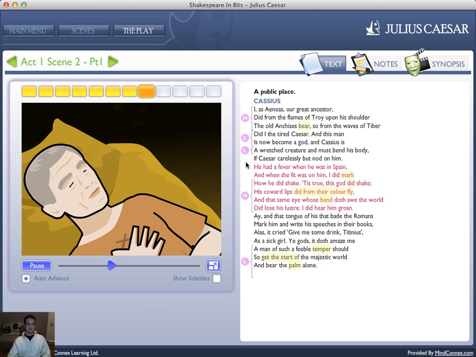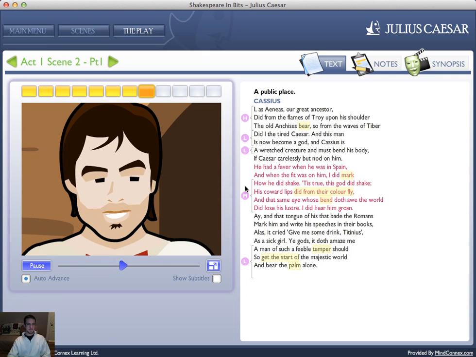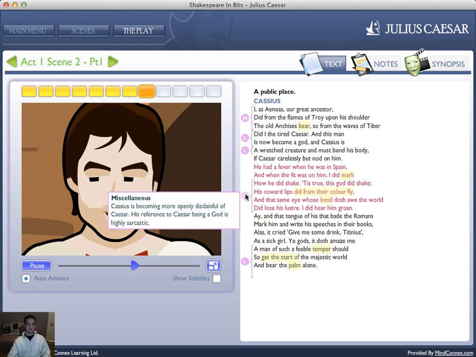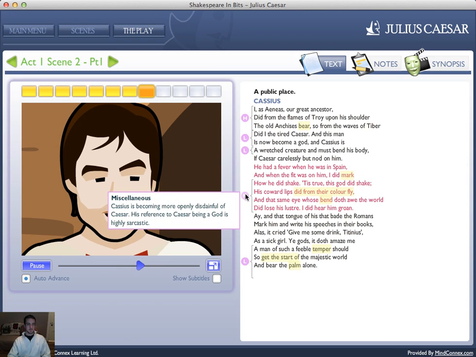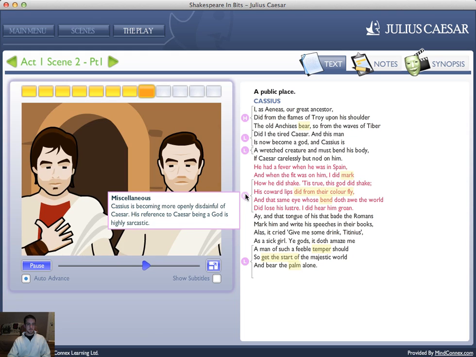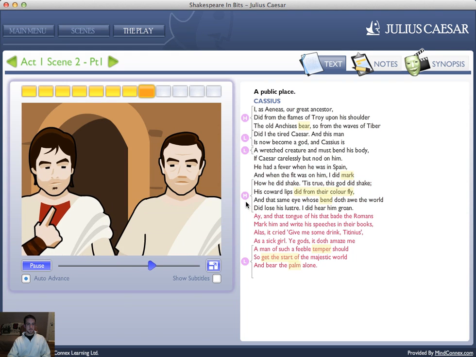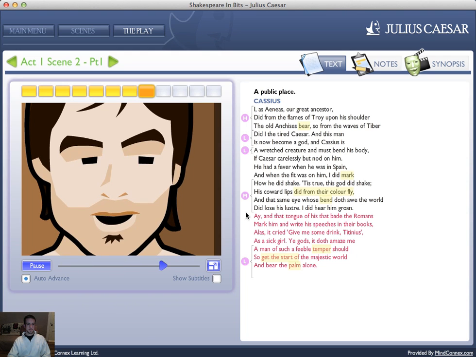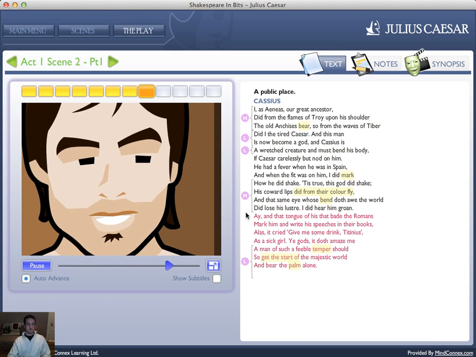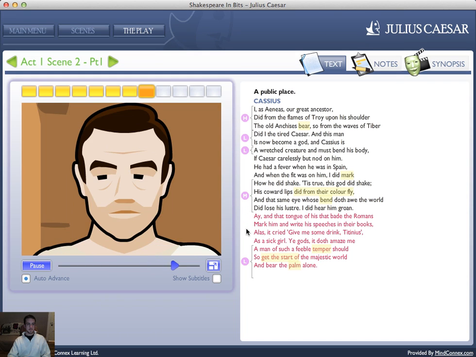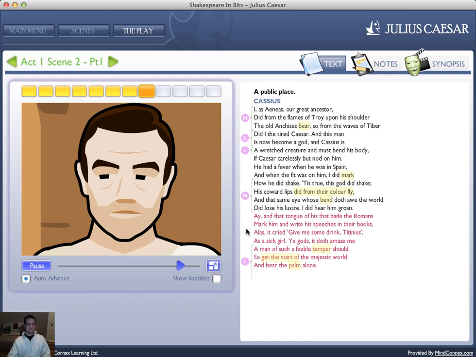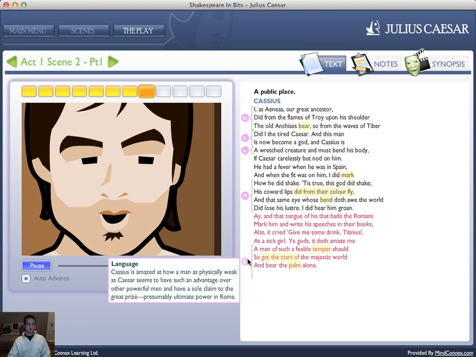He had a fever when he was in Spain, and when the fit was on him I did mark how he did shake. 'Tis true, this god did shake. His coward lips did from their colour fly, and that same eye, whose bend doth awe the world, did lose his lustre. I did hear him groan. Aye, and that tongue of his that bade the Romans mark him and write his speeches in their books. Alas, it cried, give me some drink, Titinius, as a sick girl, ye gods! It doth amaze me. A man of such a feeble temper should so get the start of the majestic world, and bear the palm alone.